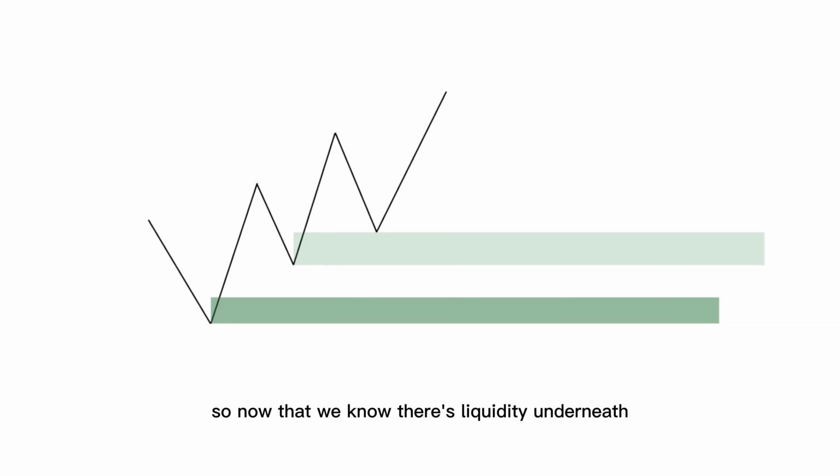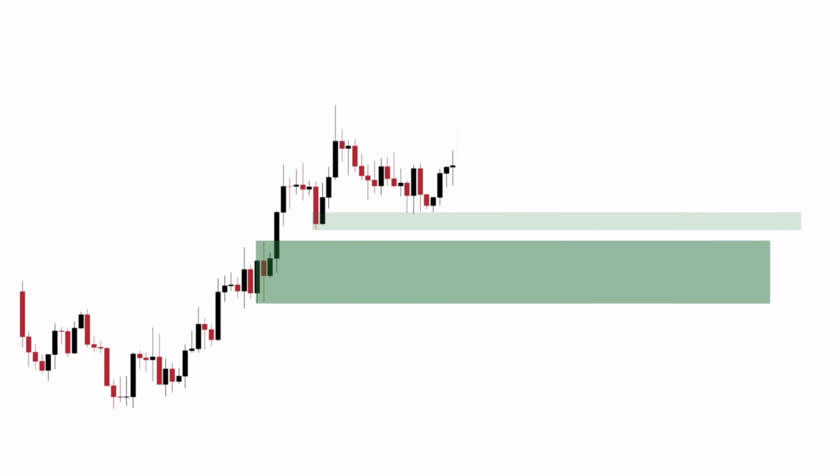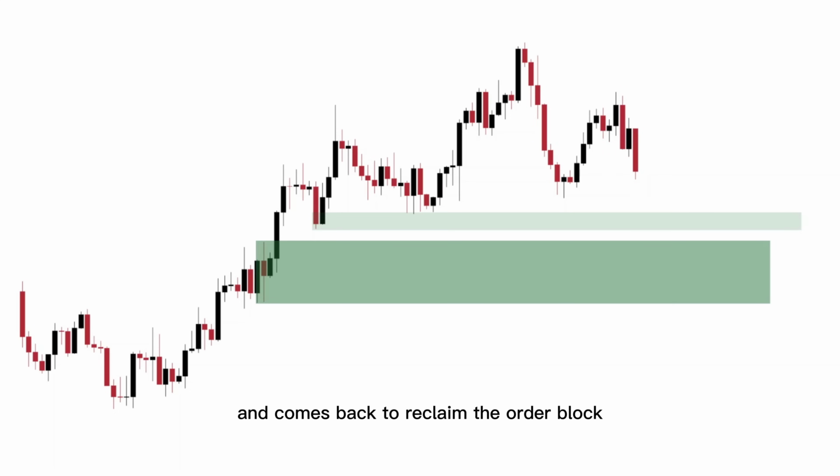So now that we know there's liquidity underneath the swing that formed the second order block, price will go to your initial order block. Here is an FTB inducement example. Price forms your order block, forms your inducement, and comes back to reclaim the order block.